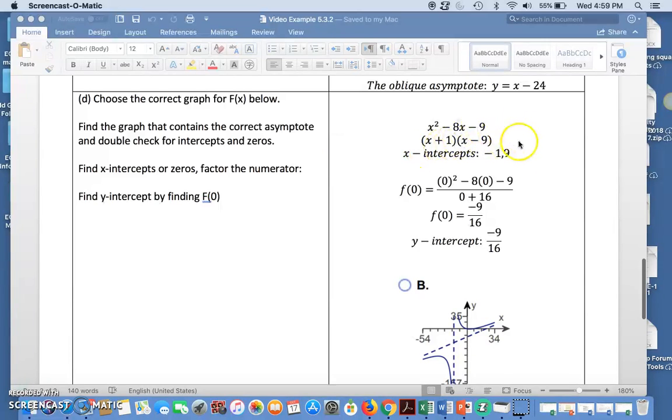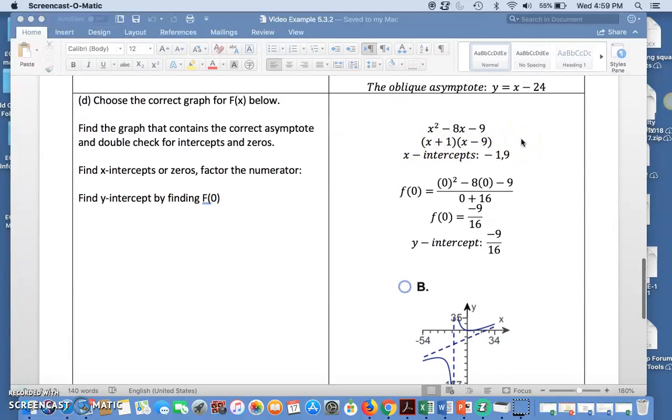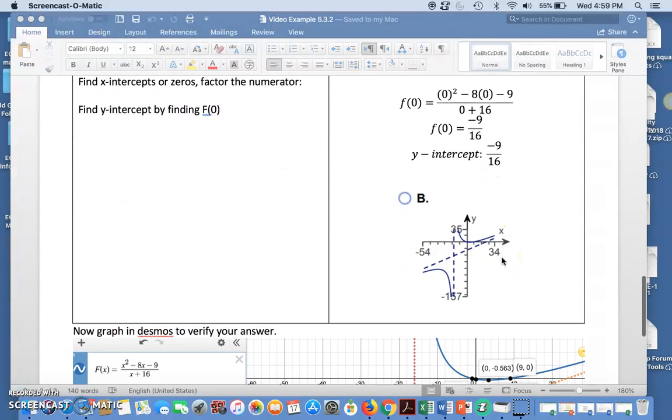Then it says to choose the correct graph below, and it ends up being B, but you do want to double check everything. This one was a little bit stronger, I think, in trying to figure it out. So you would factor this, factors of x squared, x and x, factors of 9 that have a difference of 8, 9 and 1, the 9 being negative, the 1 positive. When you solve those, you'll get negative 1 and positive 9. Those are your x-intercepts. Your y-intercept, sub in 0 for the entire function, not just the top and the bottom, and you get negative 9 over 16. That is your y-intercept. This is the best graph right here.